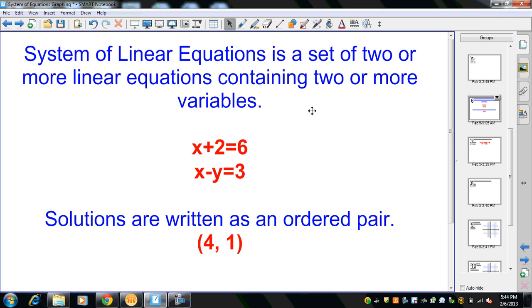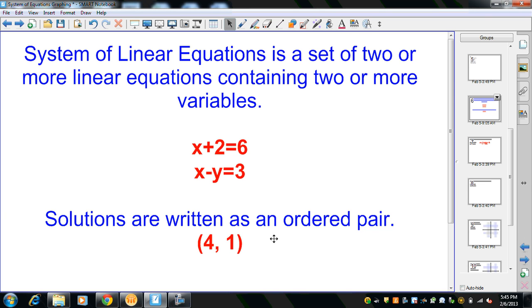All right, a system of linear equations is a set of two or more linear equations containing two or more variables. For our purposes, we're just going to use x and y. The idea is that you have this system. These two linear equations are a system, and they can be used together to find a solution that has to satisfy both of these equations. If it only satisfies one of them, it doesn't work. It has to satisfy both. It's kind of like you're using friends to help each other find the answer.